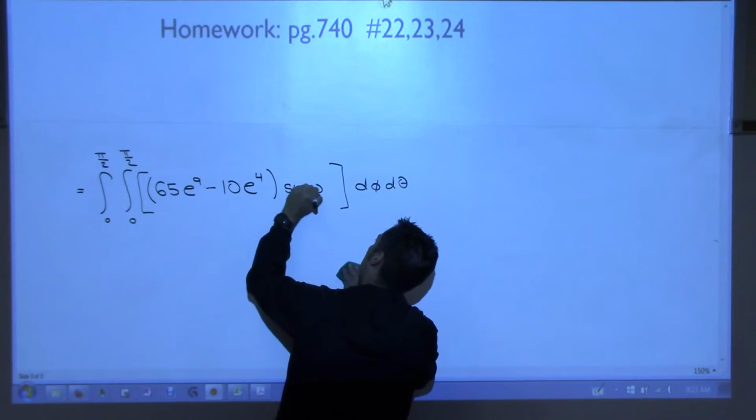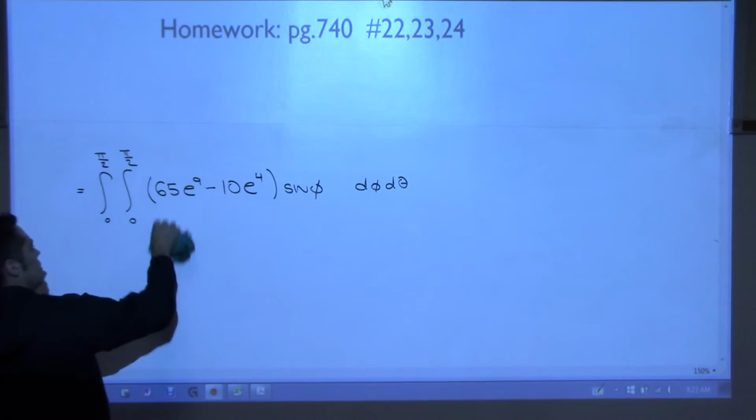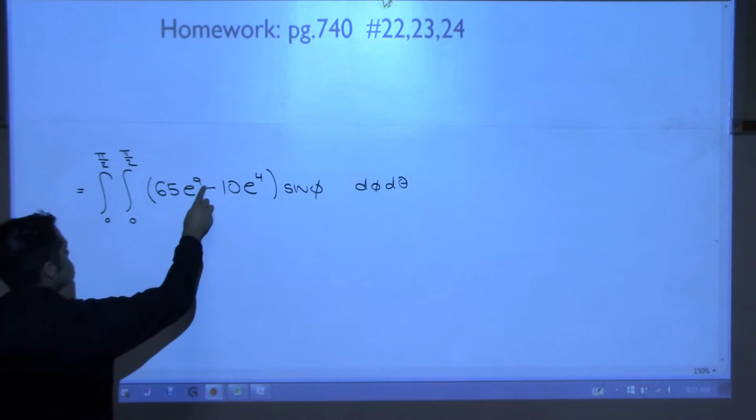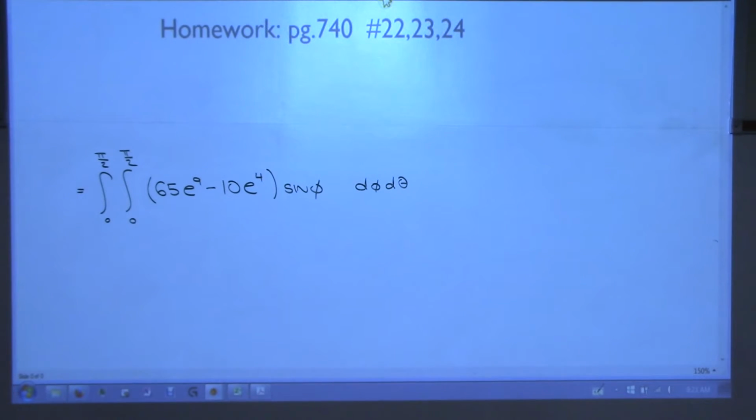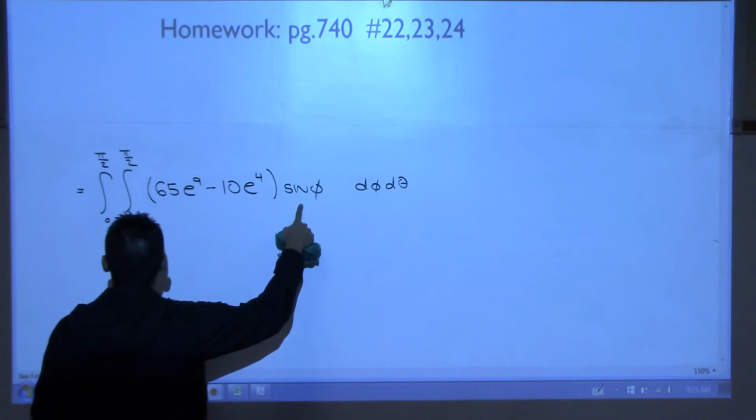Factor out that sine phi. That'll be a little bit nicer to integrate. There'll just be one integral to worry about, one antiderivative. So like that. And now the antiderivative of sine of phi is going to be negative cosine phi.